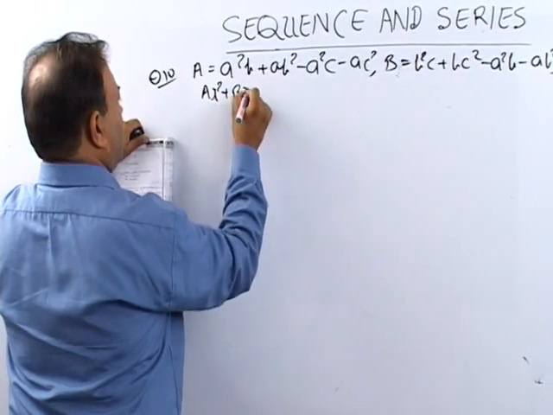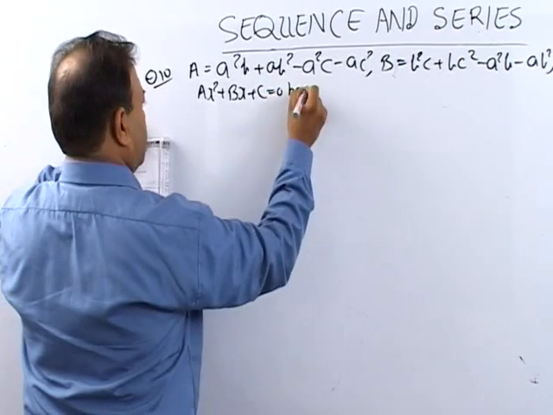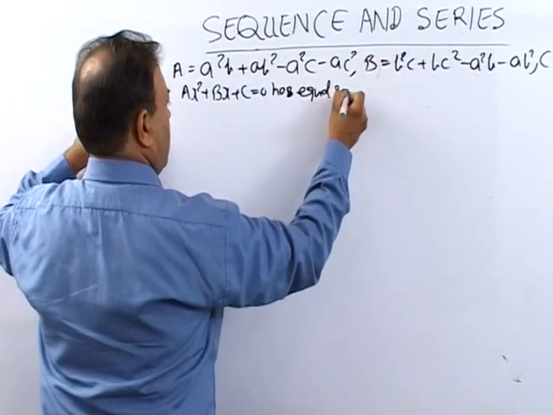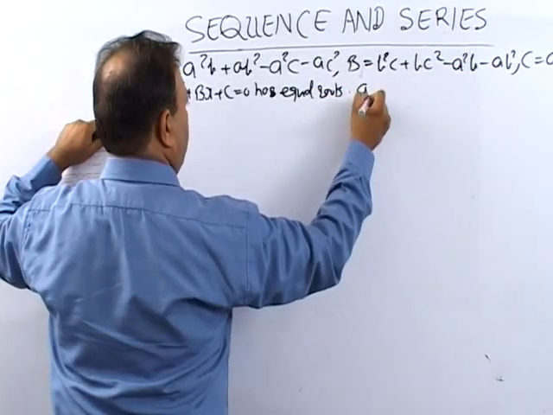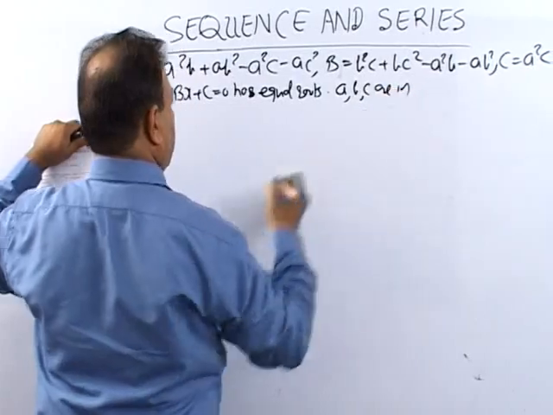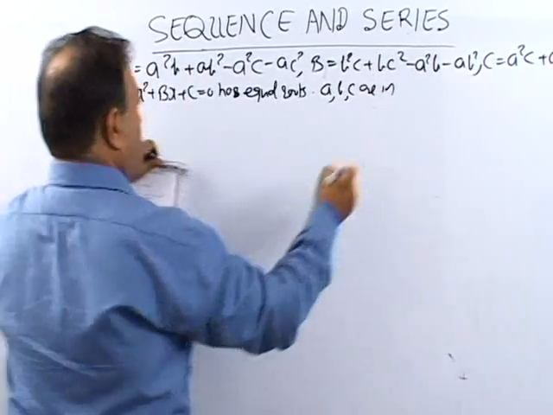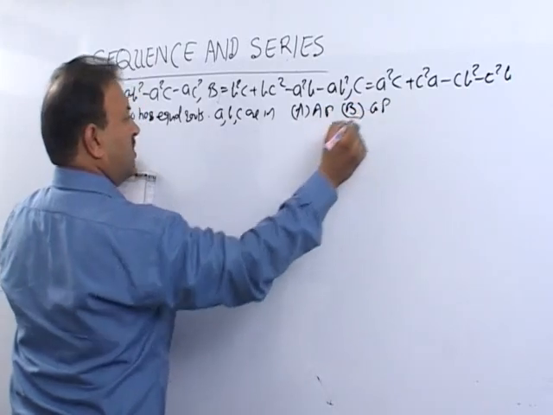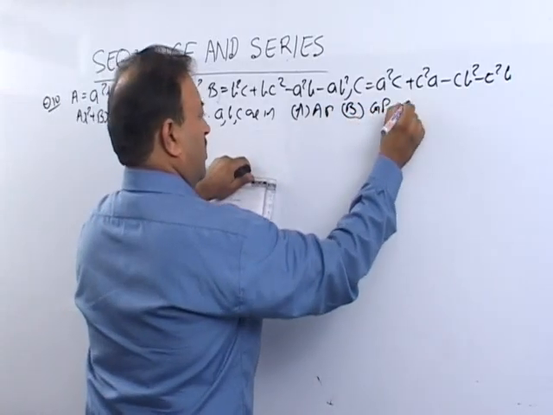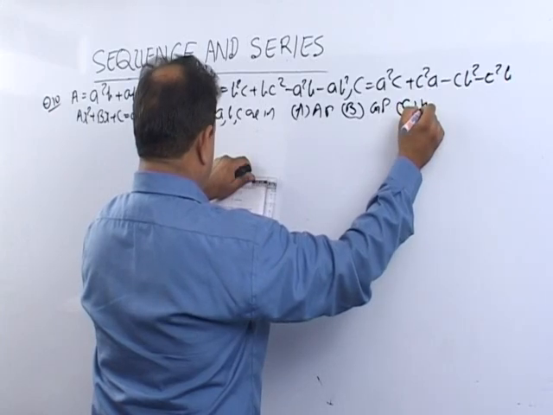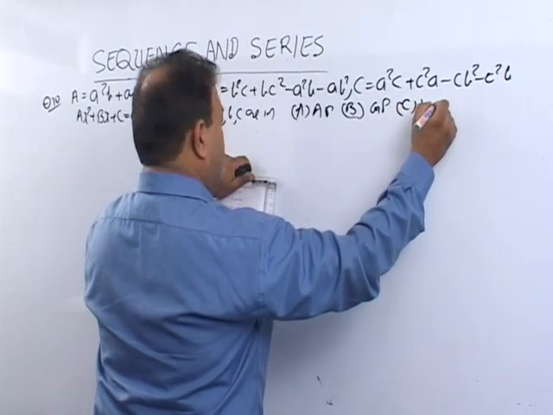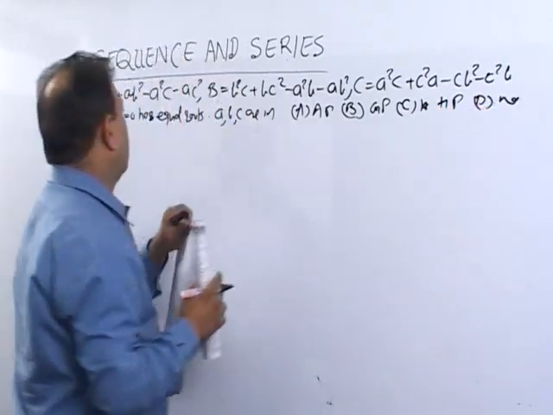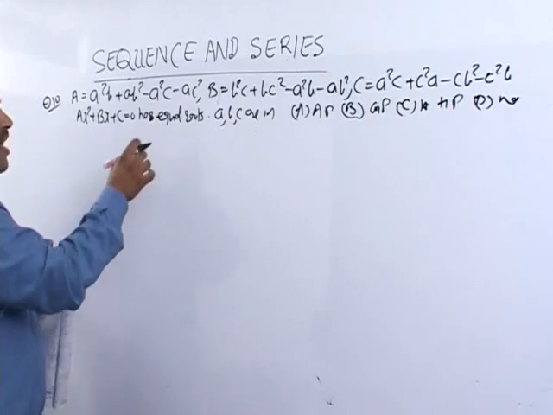Now the equation ax square plus bx plus c is equal to 0 has equal roots. So a, b, c are in: A, AP; B, GP; C, HP; and D, none of these. So we have a question.